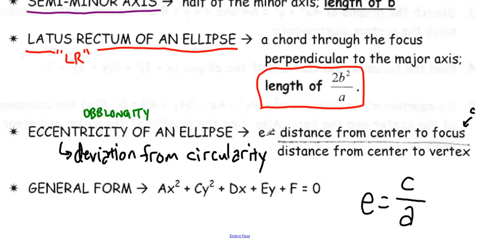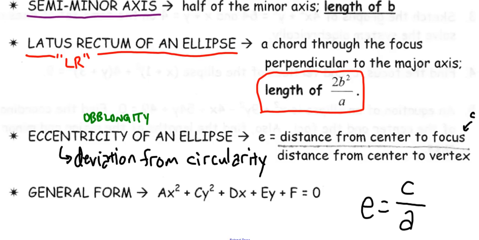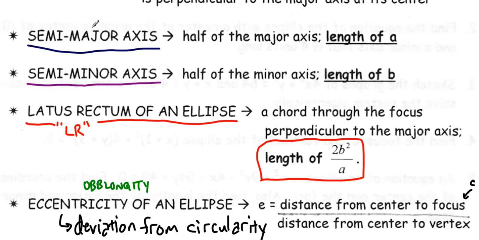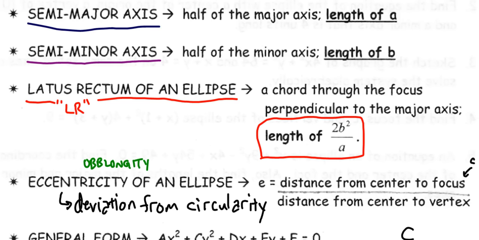The closer E is to 0, the more it looks like a circle. The closer this E value is to 1, the more oblong it is. And so we've got a little formula for E. E is C over A, where C is the distance from the center to the focus, and A is the distance from the center to the vertex. A is that same A, the semi-major axis.